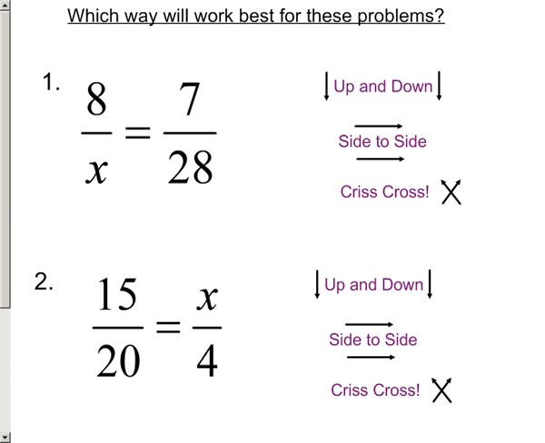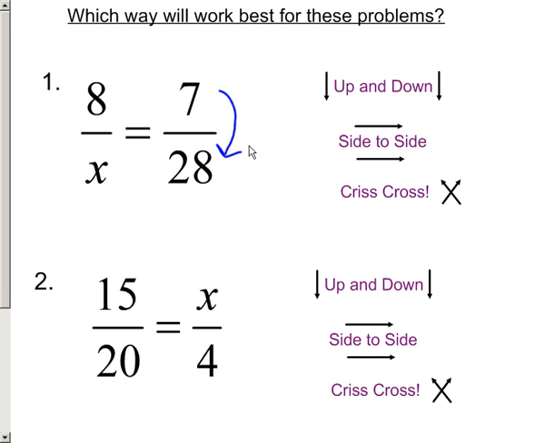First, I'm going to look side to side. Can I get from 7 to 8 nice and neatly? I'm going to say no. 7 times 1 is 7, 7 times 2 is 14. So that is not my easiest strategy. Let's look for that up and down.